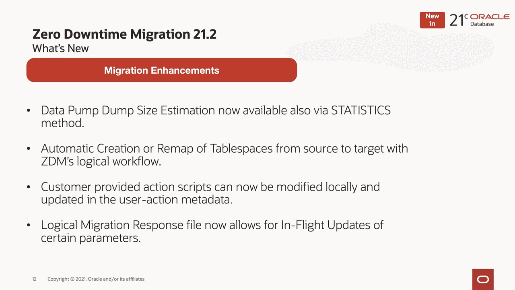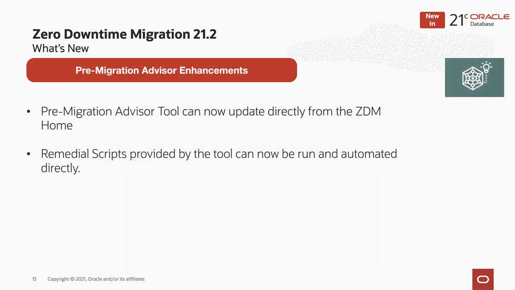And while the migration is taking place and there's a pause of it, users can also do, to a certain extent, modification of response file parameters for logical migration only. Finally, 21.2 introduced some pre-migration advisor enhancements. Now, the pre-migration advisor tool can be updated directly from the ZDM home, and any remedial scripts that are provided by the tool can now be run and automated directly in the ZDM tool as well.